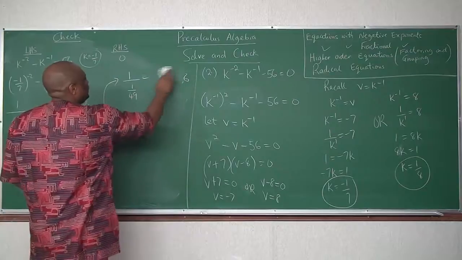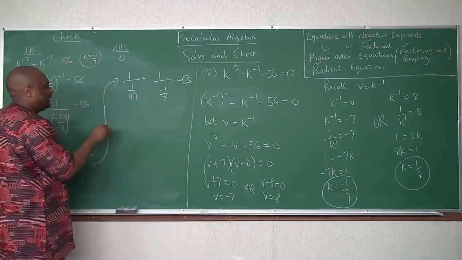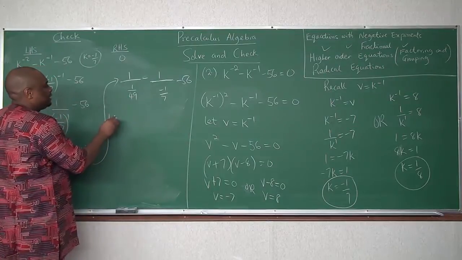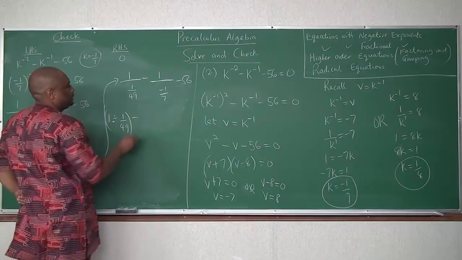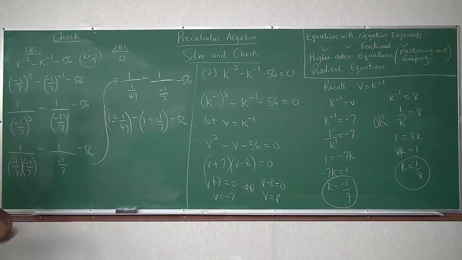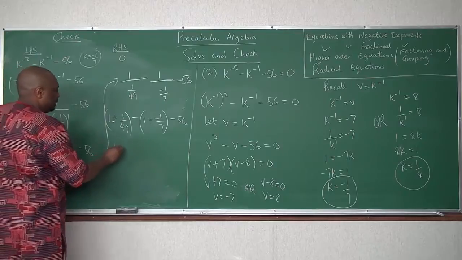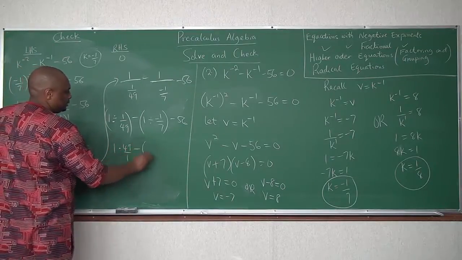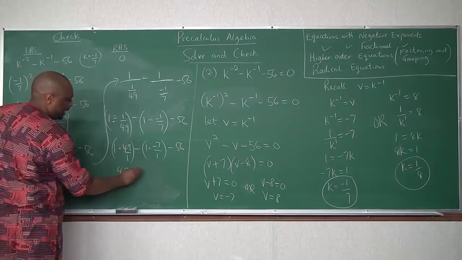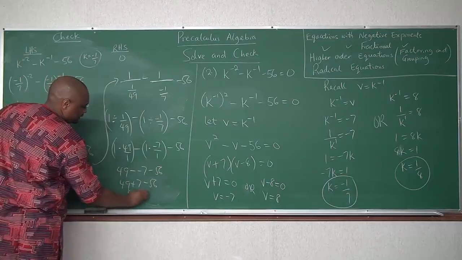So actually, this is what this means. I don't want you to get confused. Minus 56. Now this is what this means: 1 divided by, because this long one is the division bar, 1 over 49 minus 1 divided by negative 1 over 7 minus 56. That is what it means. When you convert division to multiplication, you flip the fraction on the right hand side. So this is 1 times 49 over 1 minus 1 times negative 7 over 1 minus 56. So this is 49 minus minus 7 minus 56, which is 49 plus 7 minus 56, which is 56 minus 56, which is 0.